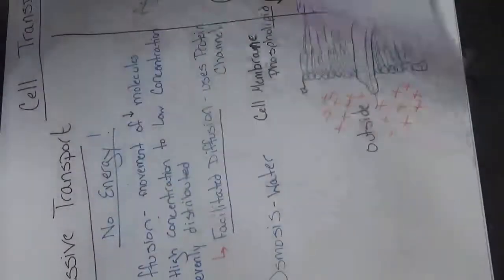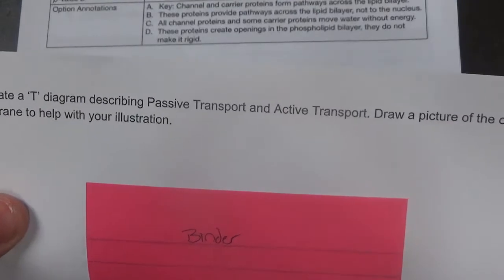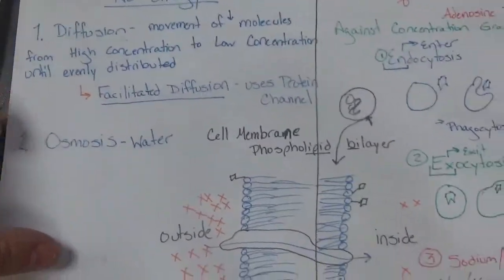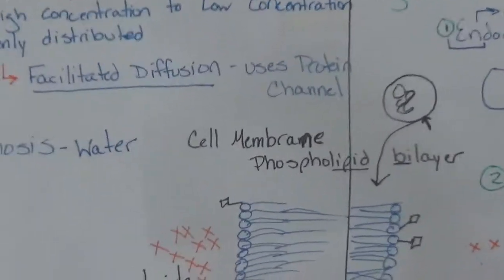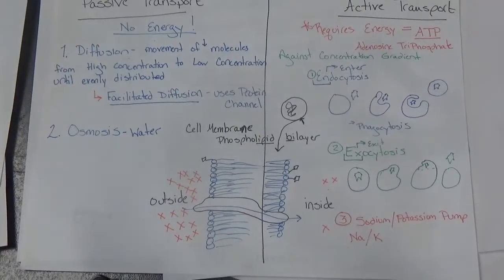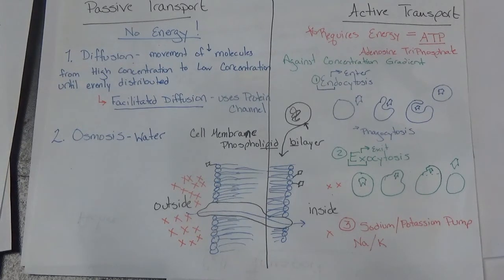The next page of your review packet is page 19, and it says create a T diagram describing passive transport and active transport. Draw a picture of the cell membrane with your illustration. So, lucky for us, we did this already during one of our study guide videos. Alright, so in passive transport, you'll see that there is no energy requirement.